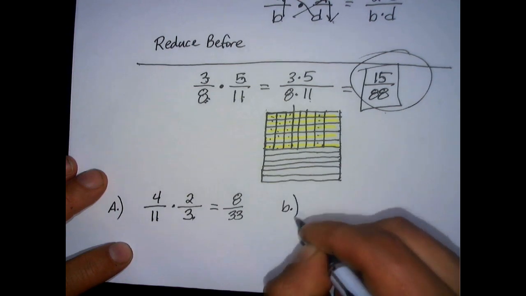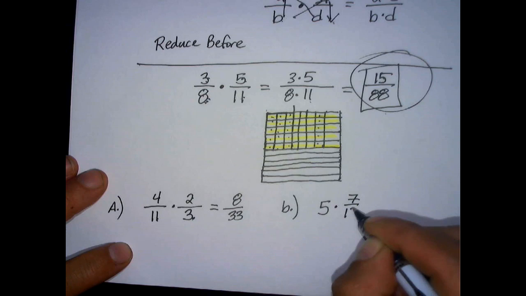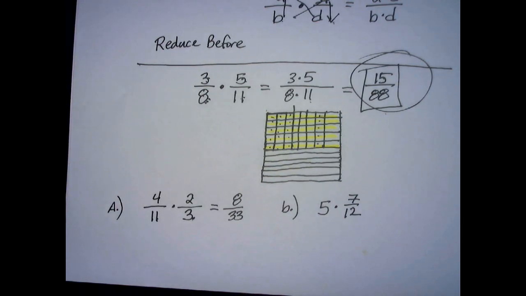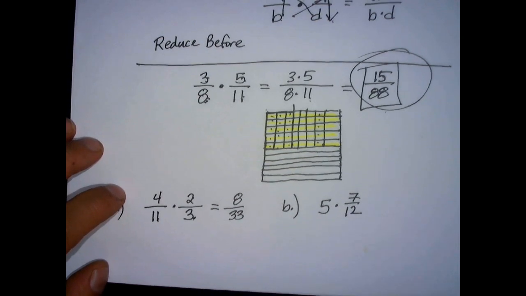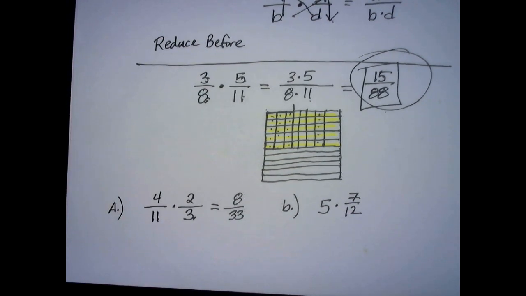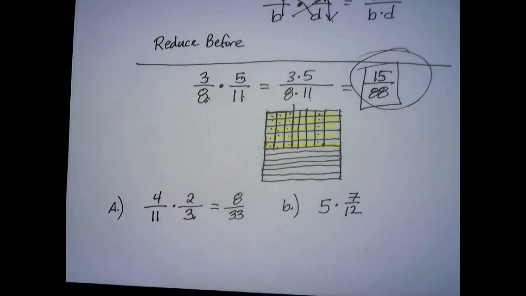B. What happens if we have a whole number times 7/12? Okay, so now we've got a whole number we're going to multiply. I want to take 7/12 and then multiply this number by 5. I want 5 times this. Or I want 5 split into 12 parts and take 7 of them. However you want to do that.